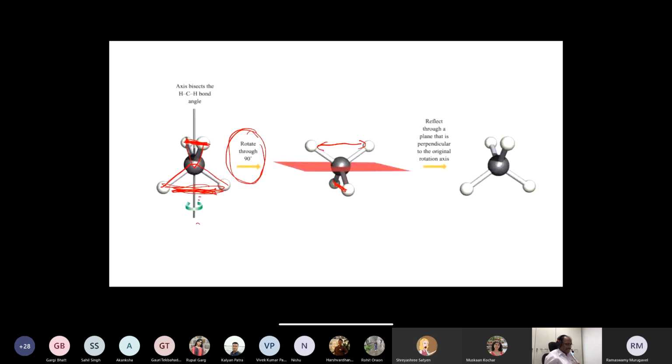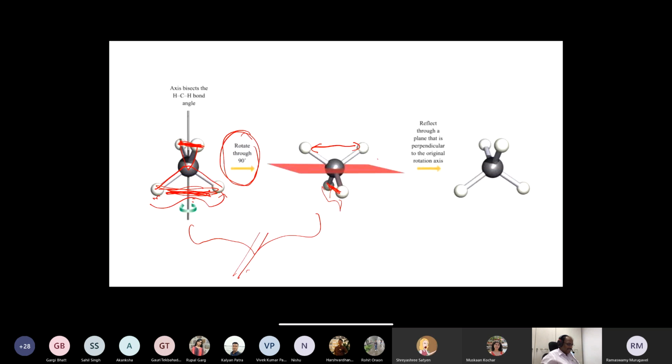But here you will see that the top 2 hydrogens, which were actually seen as one because they are in the same plane to your eyes, have now become separated. The 2 separate hydrogens in the bottom have gone into the same line. So this is not really the same.